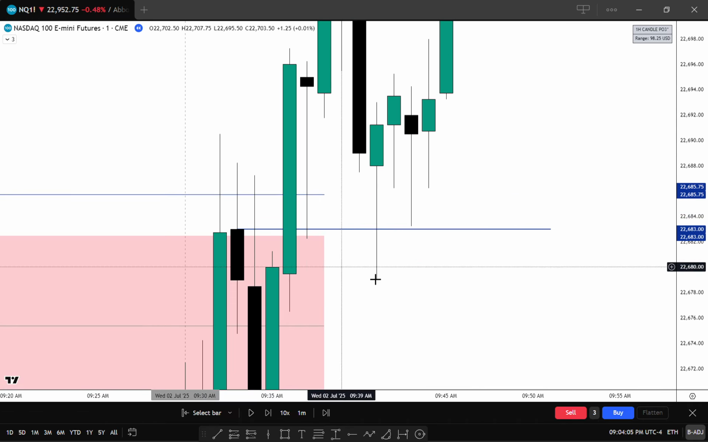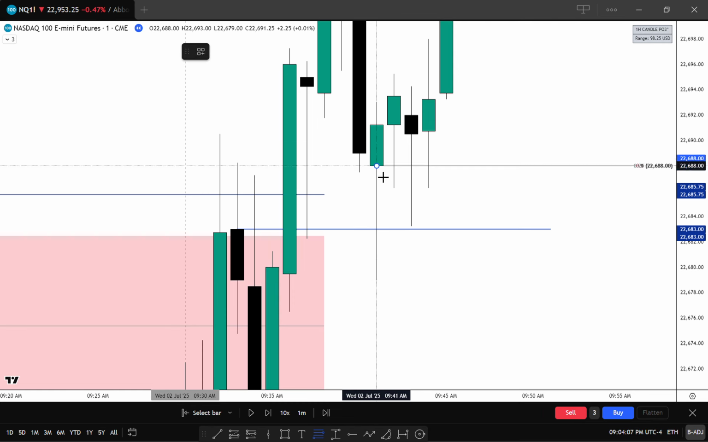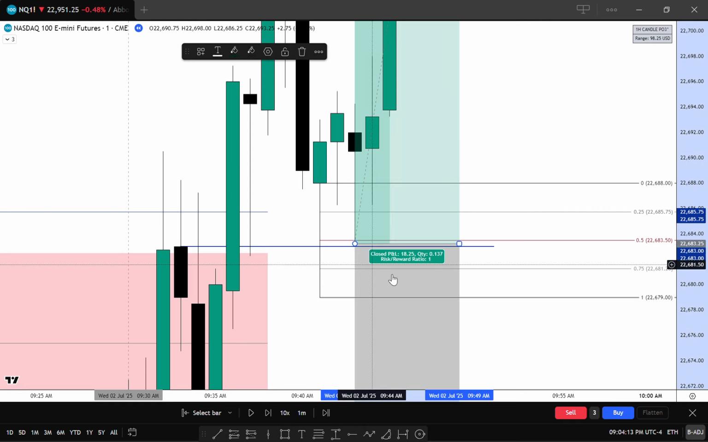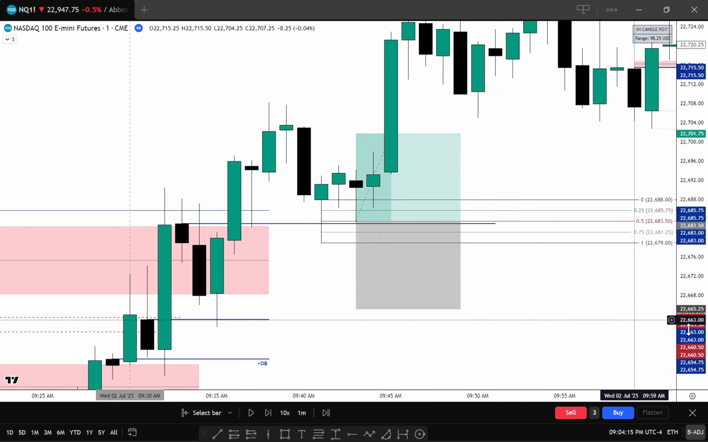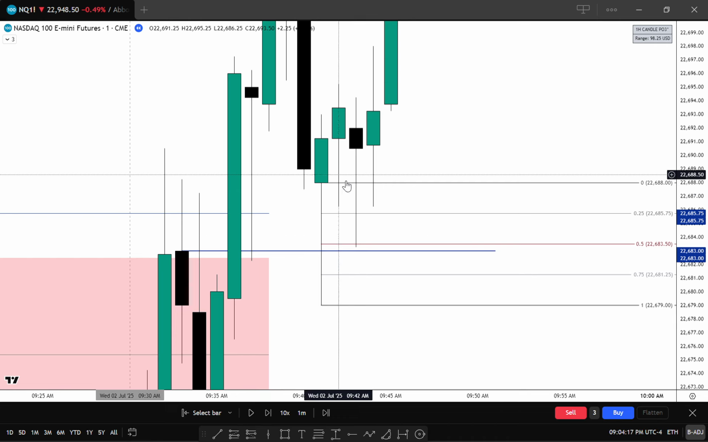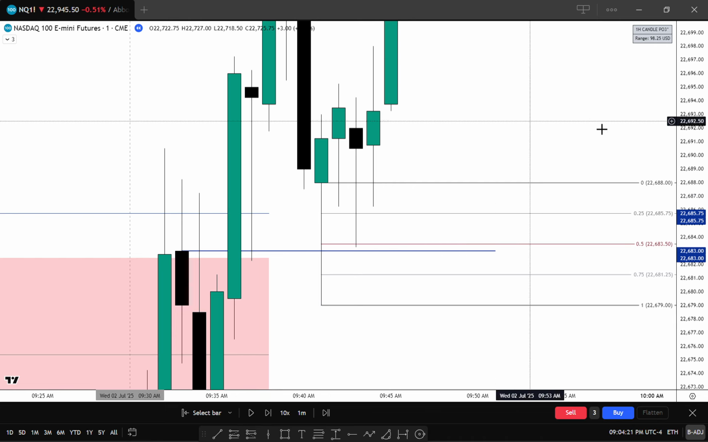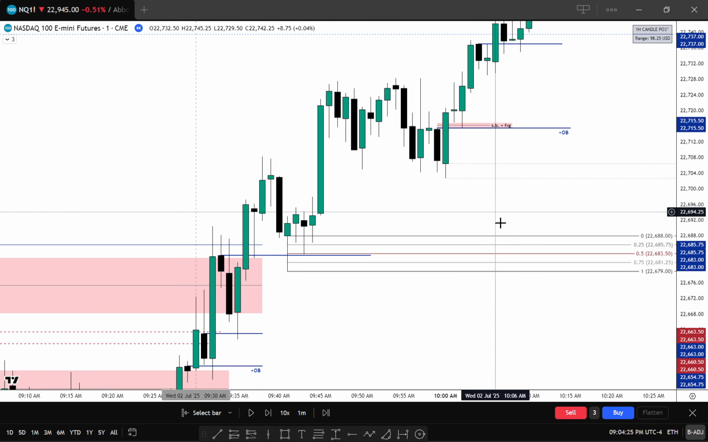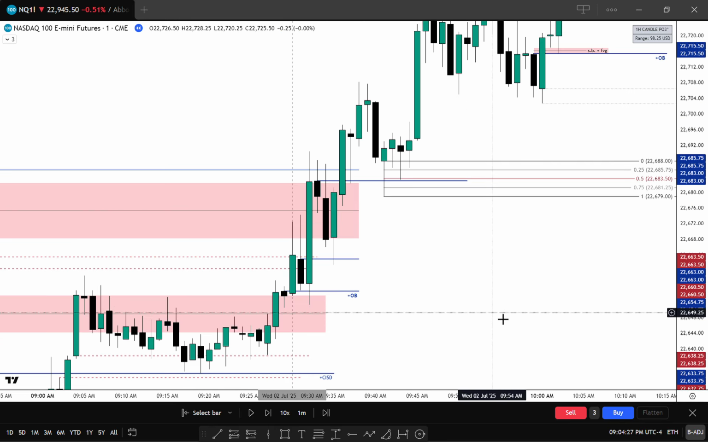Let me just get rid of this green box because it's annoying. But if you take a look at this, this wick here tapped into this order block, and you could have waited for the retrace to the tap of the consequent encroachment of this wick right there. For a more precise entry, you could have taken that one, or when it came down to the consequent encroachment, you could have added to your position. Up to you.